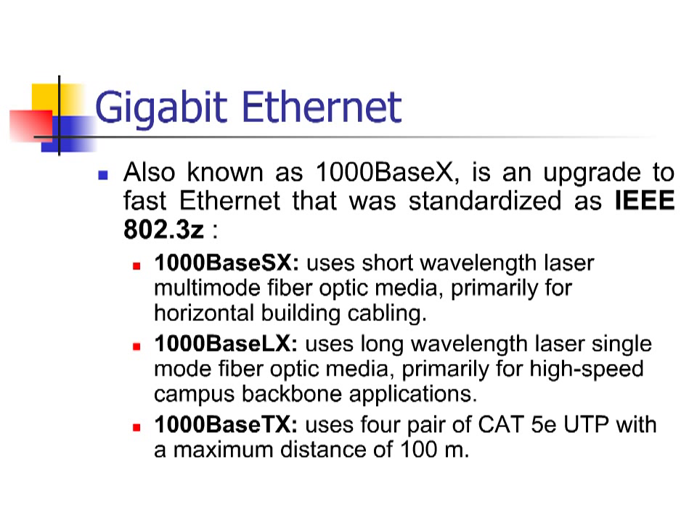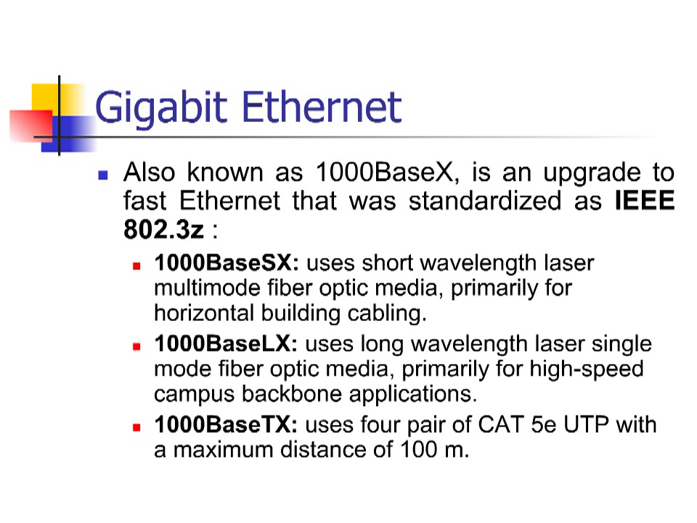So SX would be your short wavelength laser multimode fiber optic media. Primarily that's used in the horizontal building cabling. That means running between rooms or running between buildings. And then your 1000 base LX is indicating the long wavelength laser single mode fiber optic media, primarily used for the high speed campus backbone.